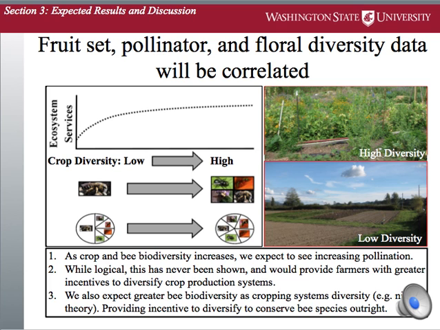So even if we don't see increases in pollination services, but we see increased diversity in bee species, then even though it might not be providing increased pollination on your farms, it's probably important to conserving bee species in the larger scheme of bee conservation worldwide.